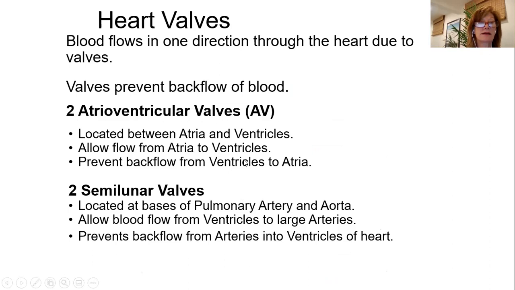We can see here the atrioventricular valves located between atria and ventricles are going to allow the blood to flow from atria into ventricles, but not in the opposite direction.